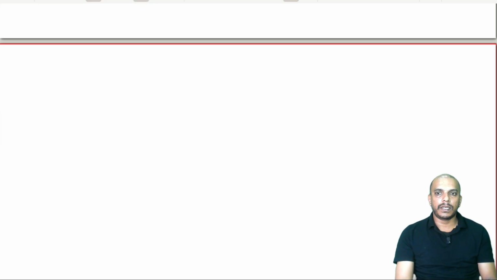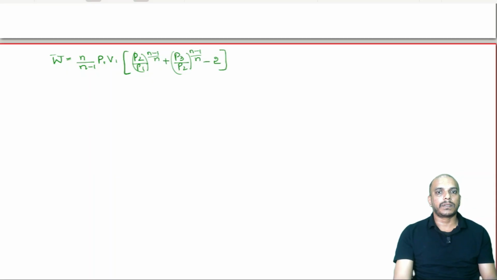Now, let us go back to the expression for work transfer. We started this derivation with the same concept. We are interested in work transfer. Now, our work transfer is given by n by n minus 1 P1 V1 multiplied by P2 by P1 whole power n minus 1 by n plus P3 by P2 whole power n minus 1 by n minus 2. So, this was our expression.